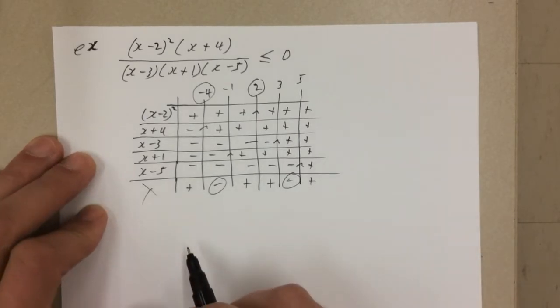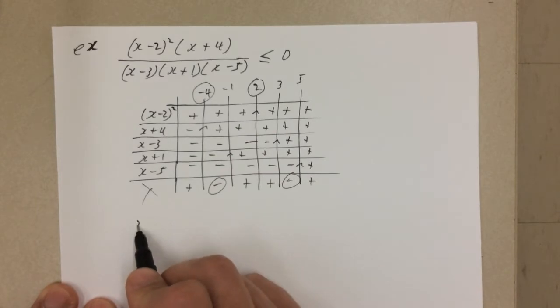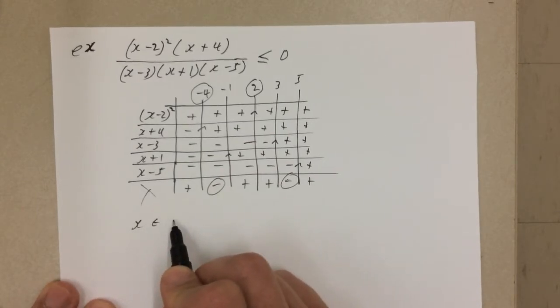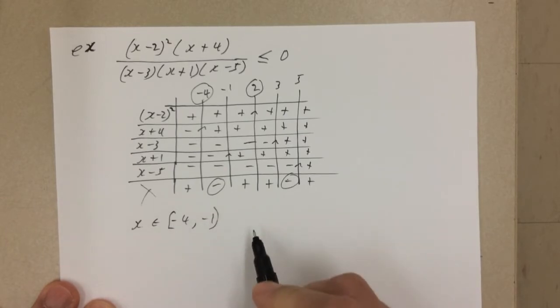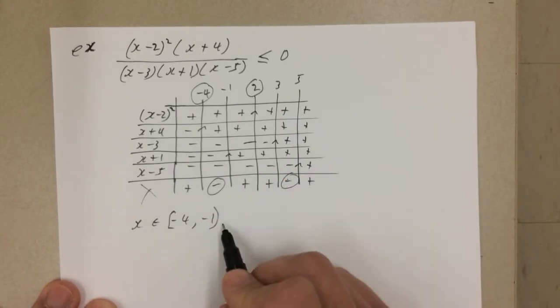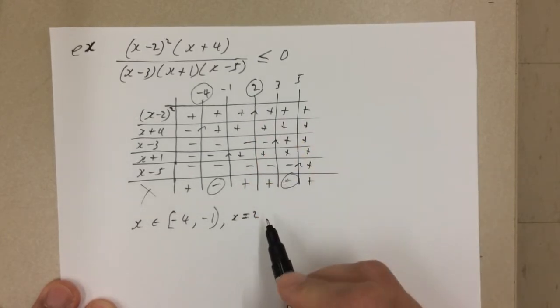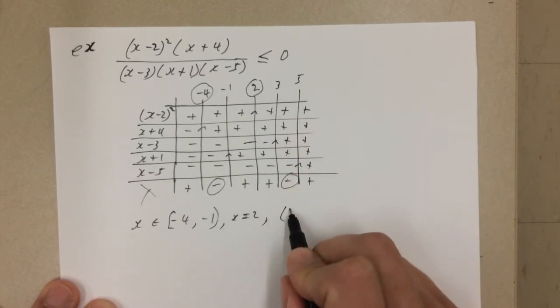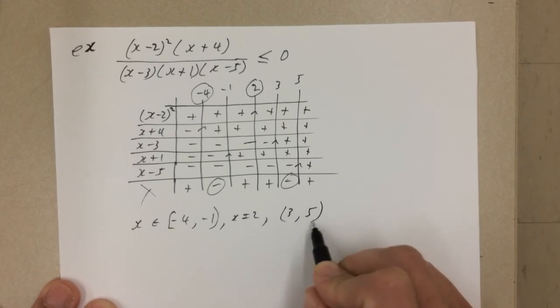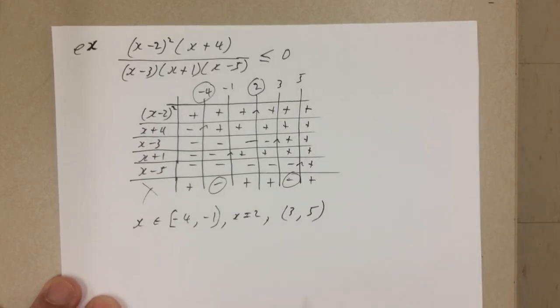Okay? So now we're going to write the sets here between -4 and -1. So x is contained in -4 inclusive to -1 not including -1. And then we have to include x equals 2. Okay, it's up there. And then we have to include 3 to 5. We don't include the endpoints. Okay? And that'd be the solution to that one. So that's it for rational inequations.